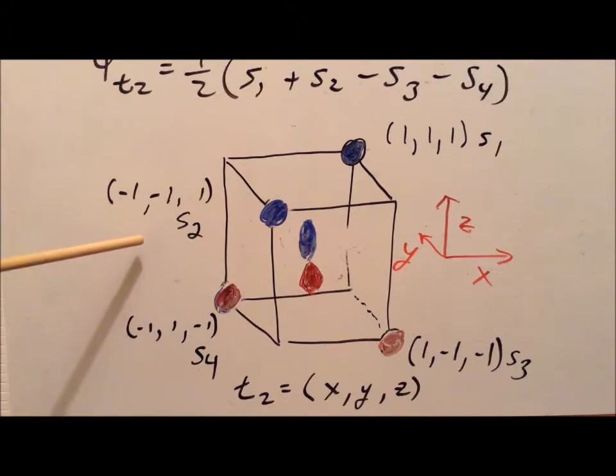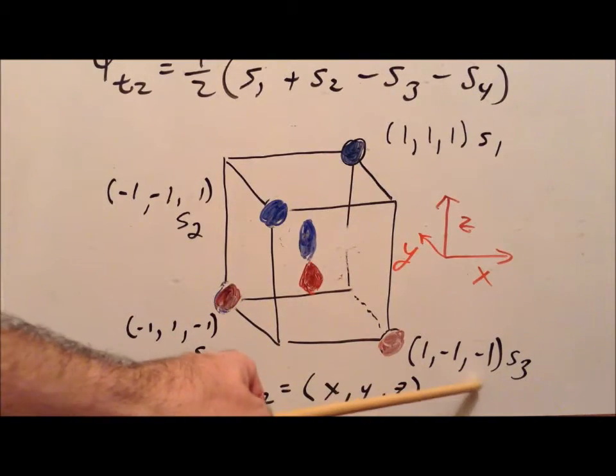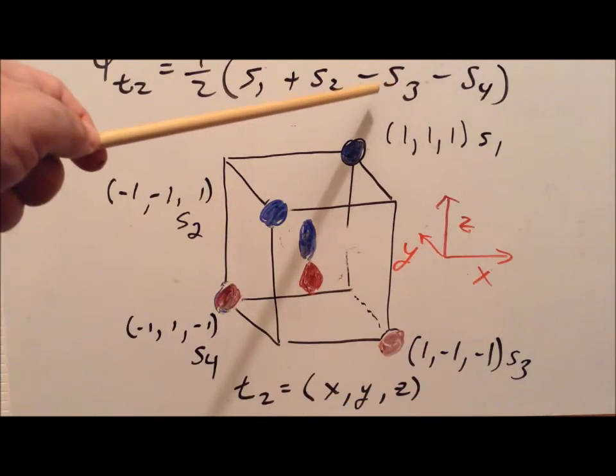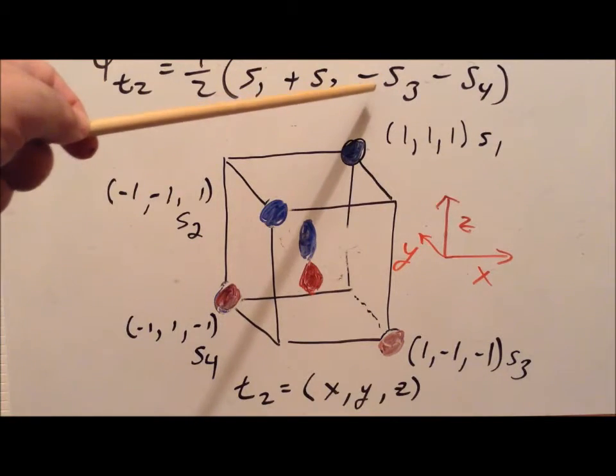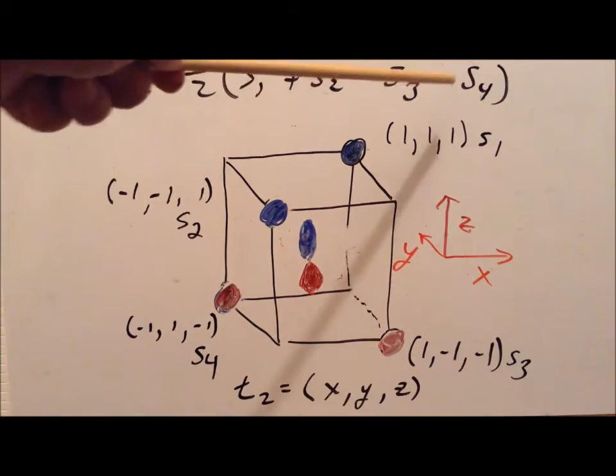For S2, the Z coordinate is a plus 1, therefore the coefficient is a plus 1. For S3, the Z coordinate is a minus 1, therefore the coefficient is a minus 1, so that's why we get minus S3. And similarly for S4, the Z coordinate is a minus 1, therefore the coefficient is a minus 1. So we get minus S4.